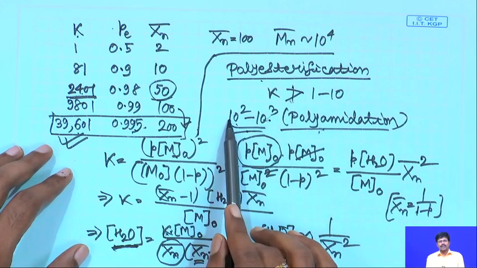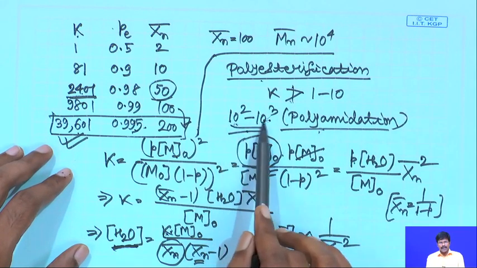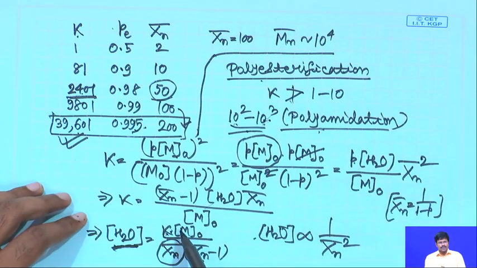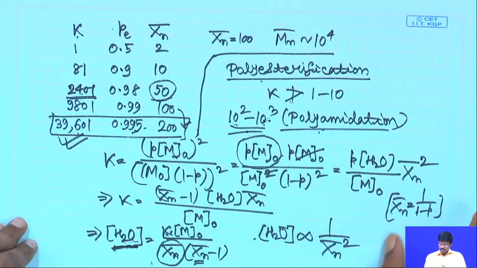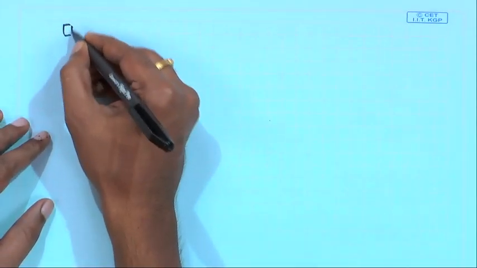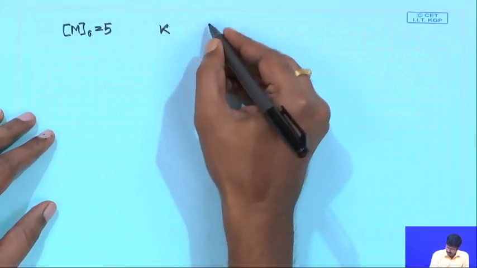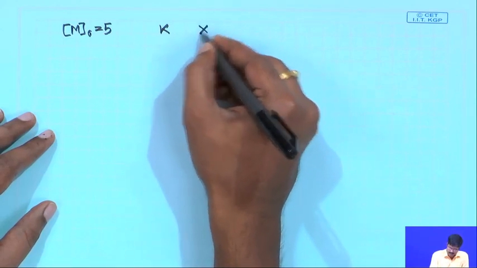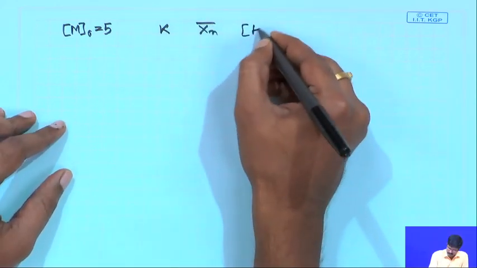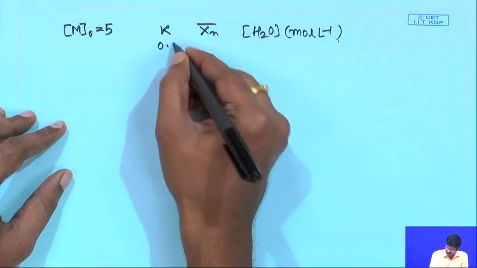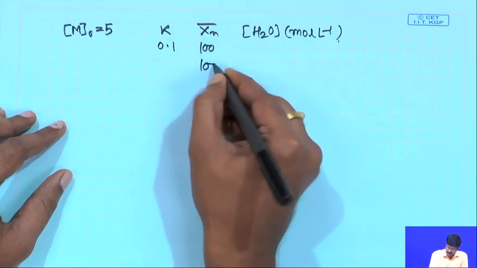Why is that so? Because your K value is very high in comparison to polyesterification. So, if the K value is high, correspondingly you have to actually take out less water. So, if I show you a table like this, let us say the concentration of your starting monomers is around 5 molar, and then this is the K value, and you are putting your Xn bar here, and water is in moles per liter. So, K value of 0.1, Xn bar, so Xn bar you are always looking for 100, say.